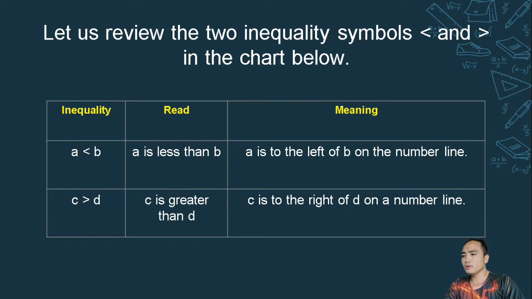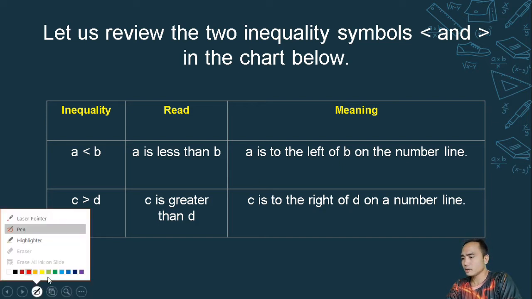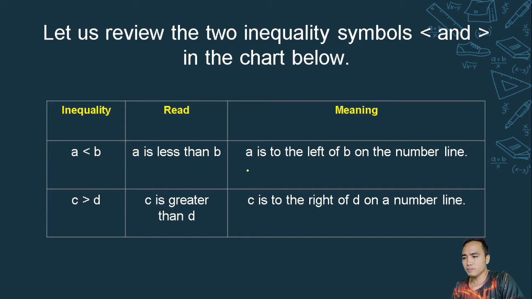Let us review the two inequality symbols, less than and greater than, in the chart below. So we have here the inequality symbols less than and greater than. First, we have A is less than B, meaning A is to the left of B on the number line. For example, this is our number line.